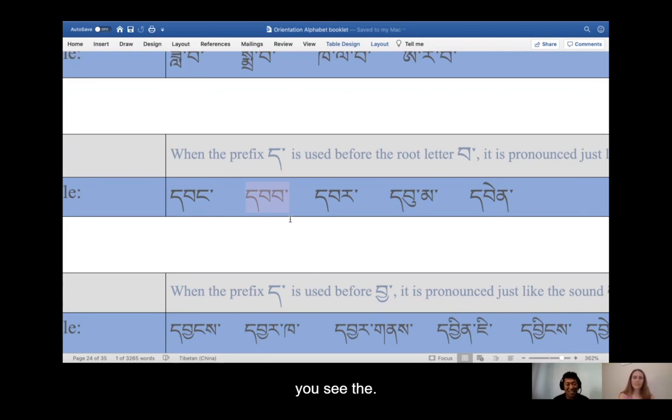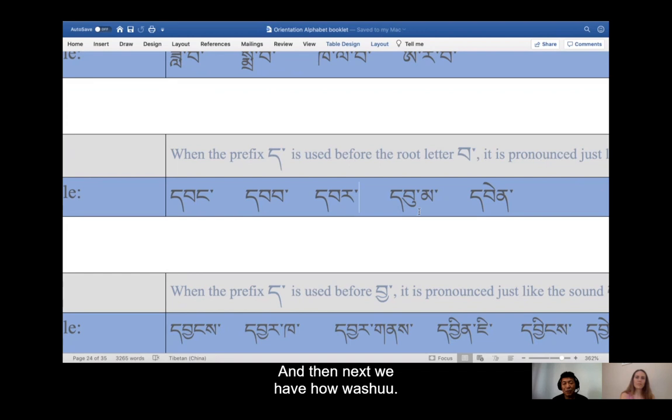Here you see the root letter pa after the ta, and then we read wa, and that another pa is a suffix, and we read it the same as normal pa. So ta, wa, pa, wap. And then next, ta, wa, ra, war.